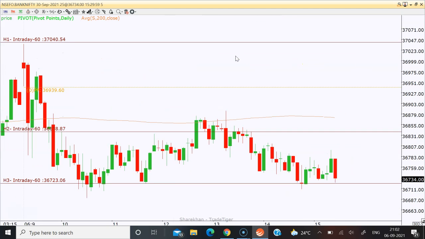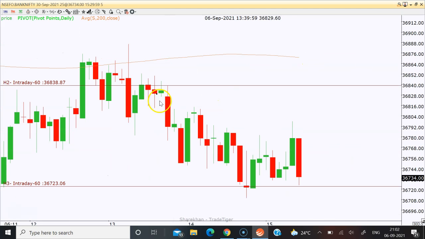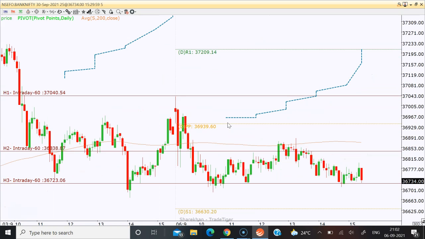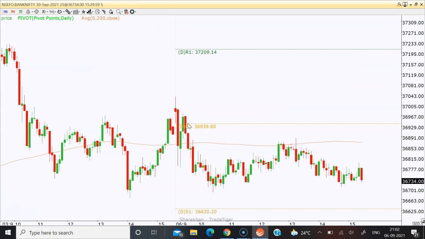If you look at this 5 minutes time frame, one red bar, then again a green bar, one red bar, and again a green bar. The market is not listening to anyone, it is not forming any trend here. But overall, on the 60 minutes hourly time frame, we definitely have a view on the downside, and the long side is above 37,040. That's a definite long call till 37,200 and 37,400.